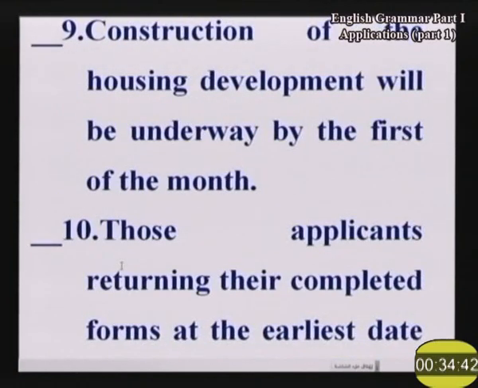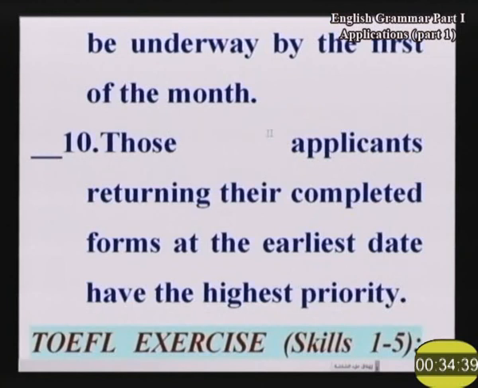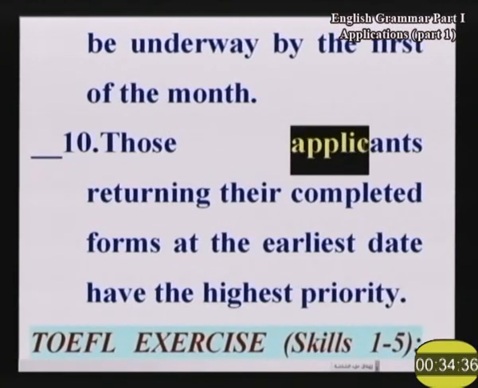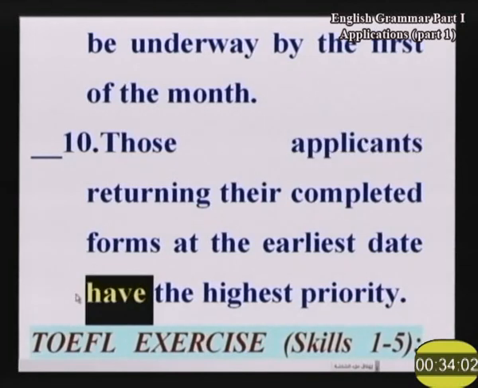طيب those applicants. Those applicants أدي اسم أهو في أول جملة ومفيش قبله preposition ولا حاجة، يبقى this is the subject. Those applicants returning، اللي هي أصلها who are returning، يبقى it's not the verb of applicants، دي الadjective clause. Those applicants returning their completed forms at the earliest date have the highest priority. يبقى those applicants have is the verb, the highest priority. هم اللي ليهم أولوية، اللي بيرجعوا الطلبات بتاعتهم أول ناس هم اللي ليهم الأولوية.